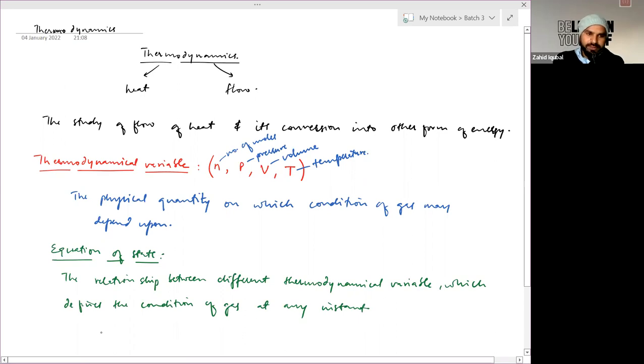So the generalized form of equation of state will be PV^x is constant, where x will be any numerical value, which may be represented as P^(1/x) V equals constant, or it will be PV = nRT as the ideal gas equation.